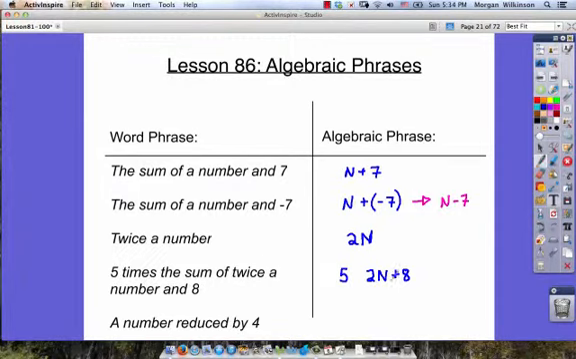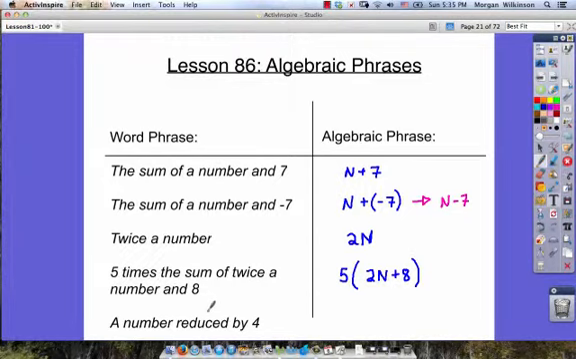Now the tricky part about this one is it says 5 times the sum. So what we need to do is find the sum first. And the only way that we can find the sum of this first, according to our order of operations, will be to use parentheses. So this problem needs to have parentheses around 2n plus 8, the sum of twice a number and 8, and then we're going to multiply all that times 5. So we've got our final answer now.